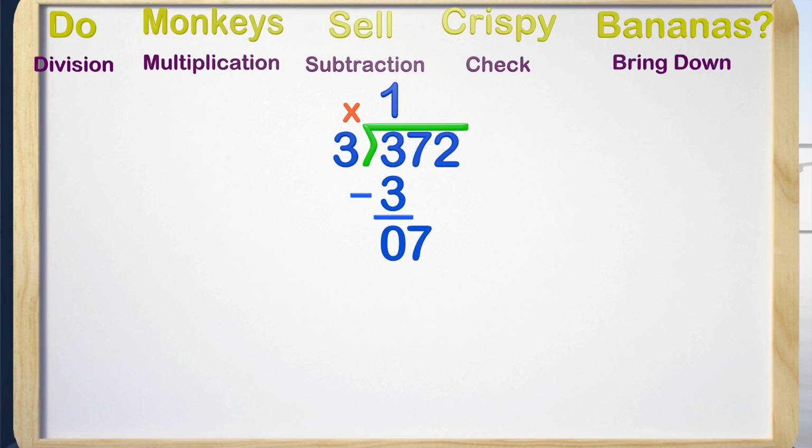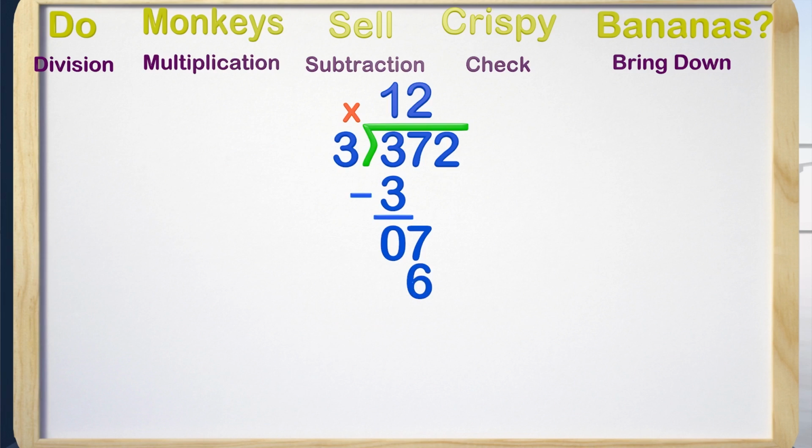With the 7 down here, we start all of our steps again. Does 3 go into 7, and if so, how many times? 3 goes into 7 2 times. We write a 2 up above for the answer. We multiply 3 by 2 and get 6. We write the 6 below and move on to the next step.